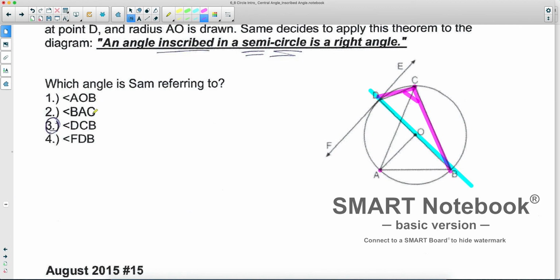AOB, we said no. BAC, also no, right? These two are incorrect because AOB is a central angle. BAC is an inscribed angle, but this here is in a semicircle. Oh, and here it is, DCB, choice 3. So DCB is an angle inscribed in the semicircle, which would give us a right angle.